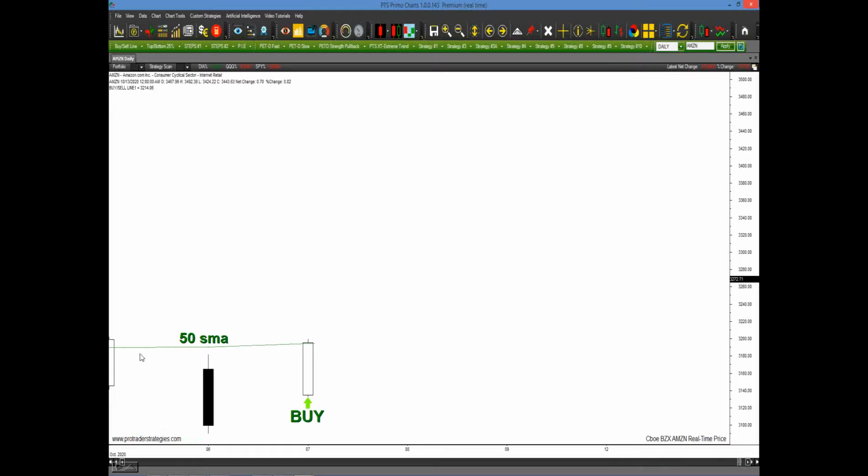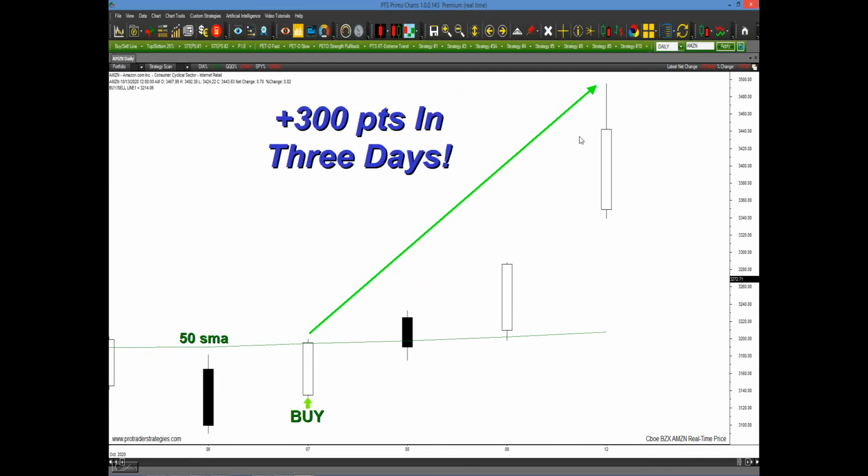Here's a little bit more advanced trade in Amazon. As we see, we're above, we're below, but we're back above. We close in the top portion. 300 points in 3 days. That's a little bit more advanced trade, but we teach you what to look for in these advanced situations in the course.